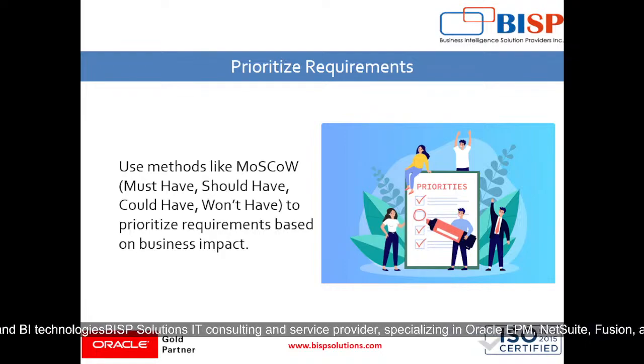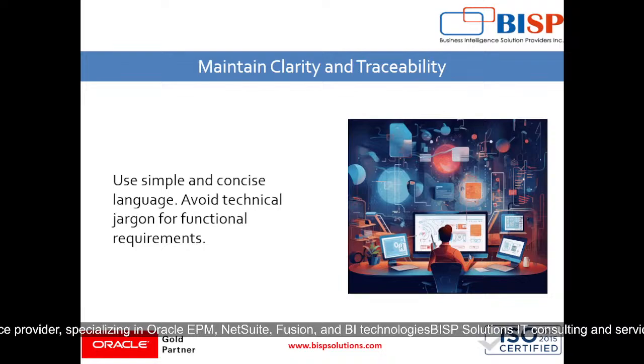Then we prioritize requirements. We will be using methods like MoSCoW, which means must have, should have, could have, won't have, to prioritize requirements based on business impact. Also, we will maintain clarity and traceability, which means we will be using simple and concise language, avoiding technical jargon for functional requirements. We will be creating a traceability matrix to map each requirement to its corresponding deliverable.